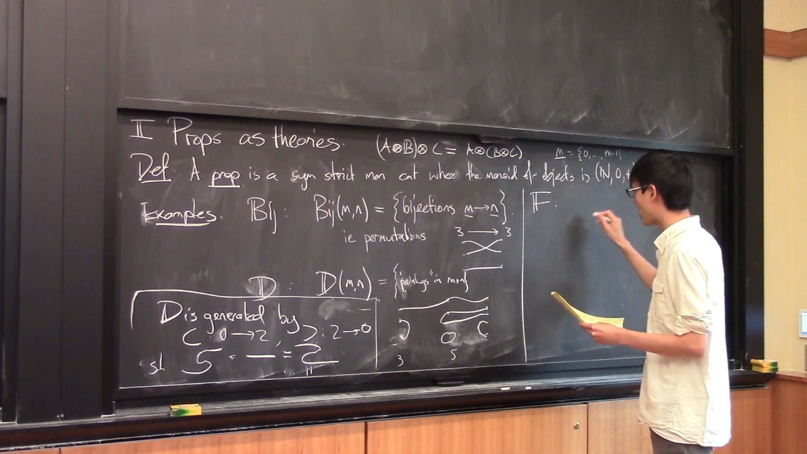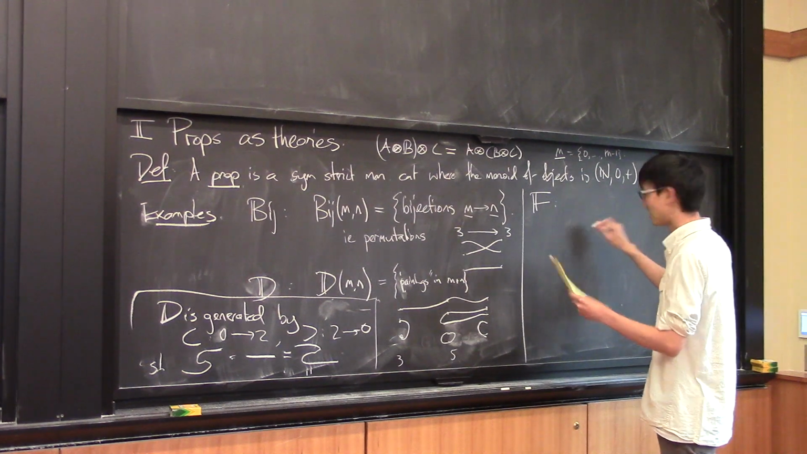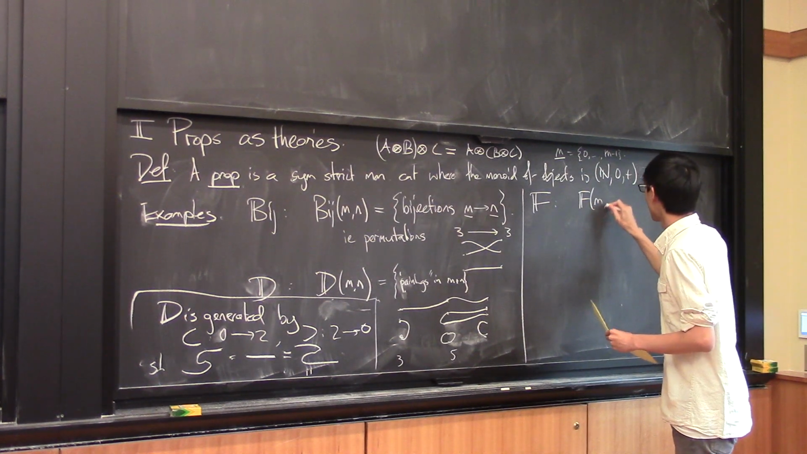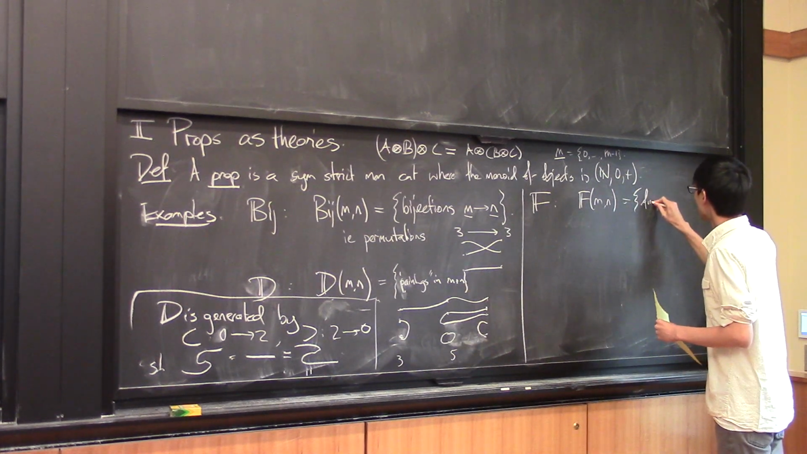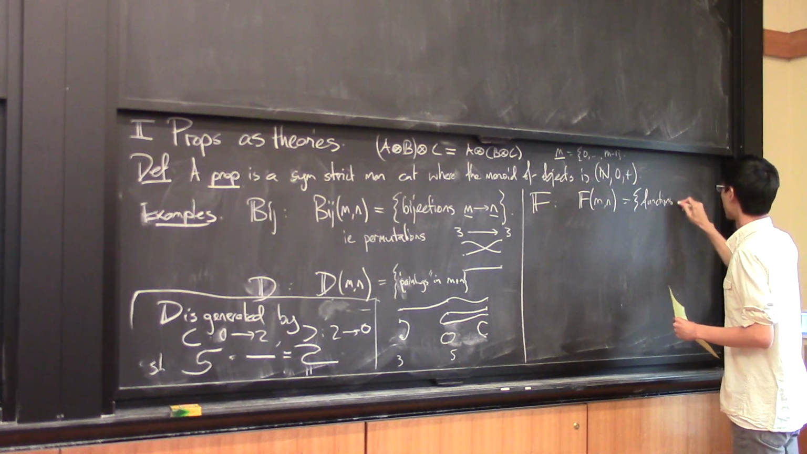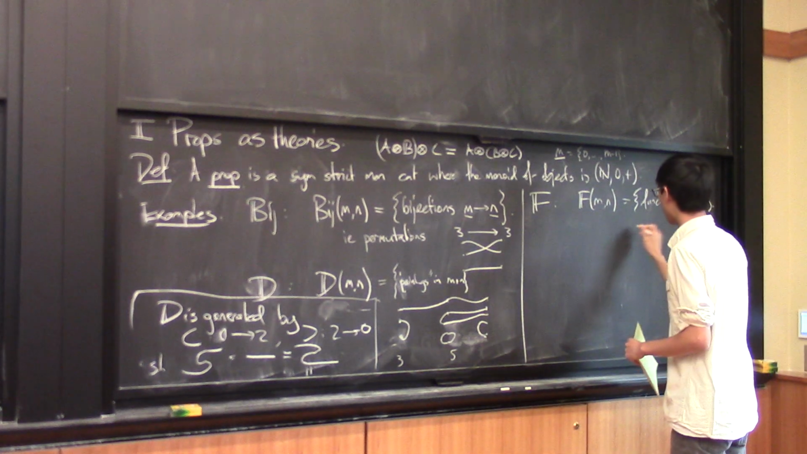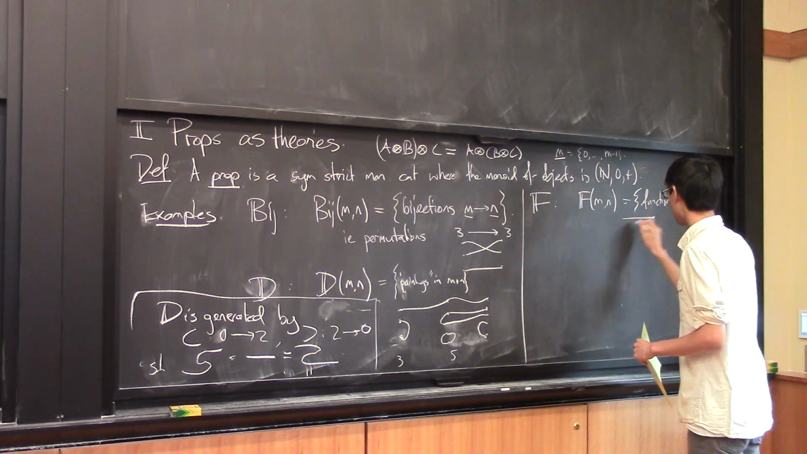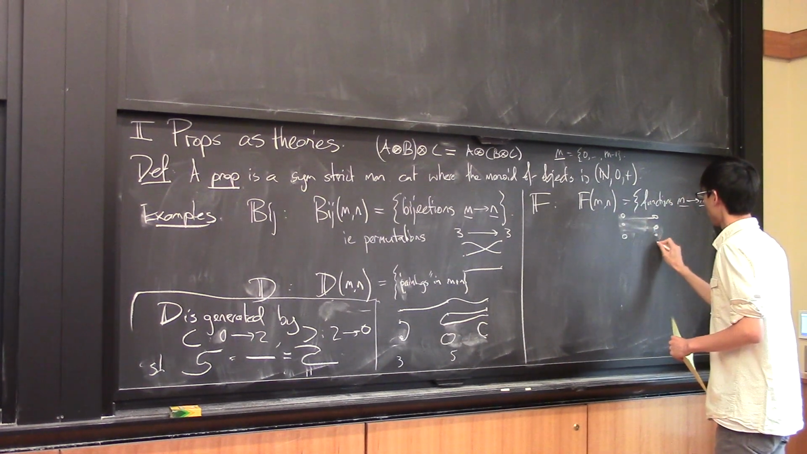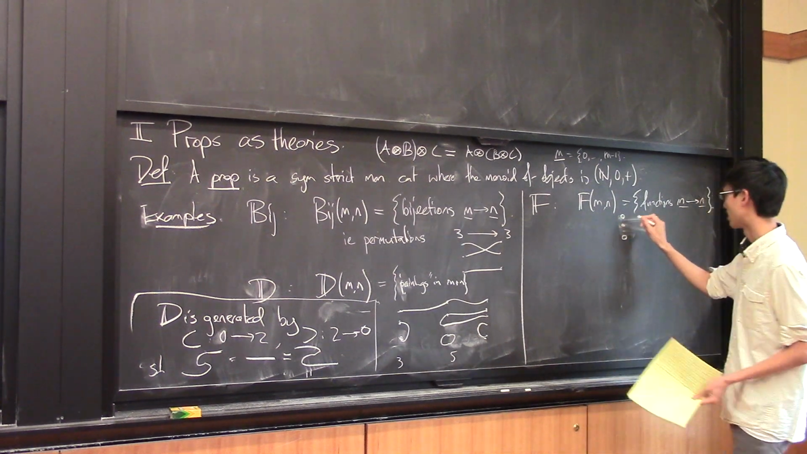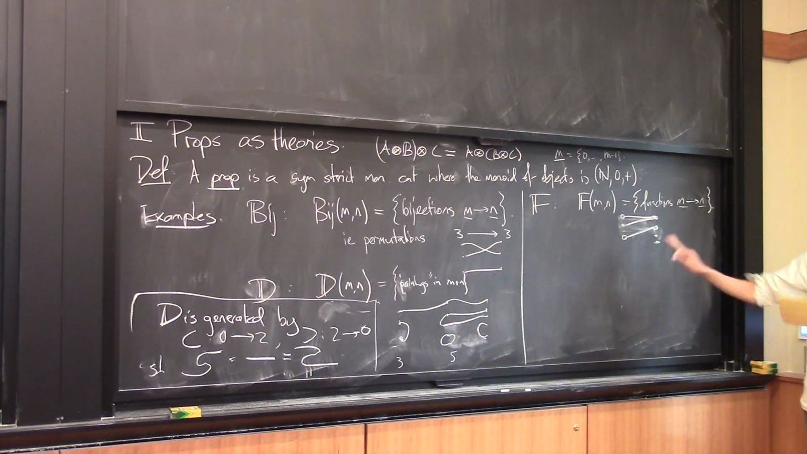And one last prop I want to talk about is just the prop F, and F is standing for finite sets, I guess. Or functions, that's also what it stands for. So the Hom set is simply functions from m to n. A simple example: a morphism from 3 to 4 is a function that says, give me an input element, which output element does it go to? So I might draw it like that, and there's a picture of a function.